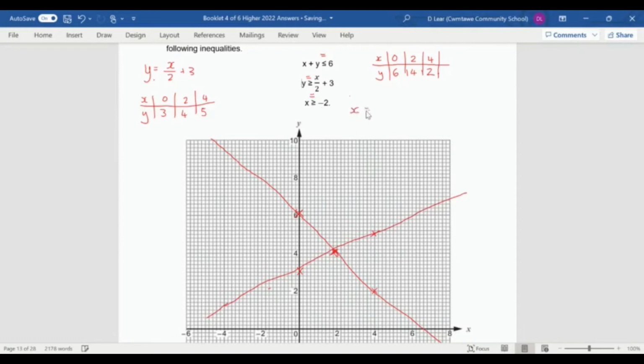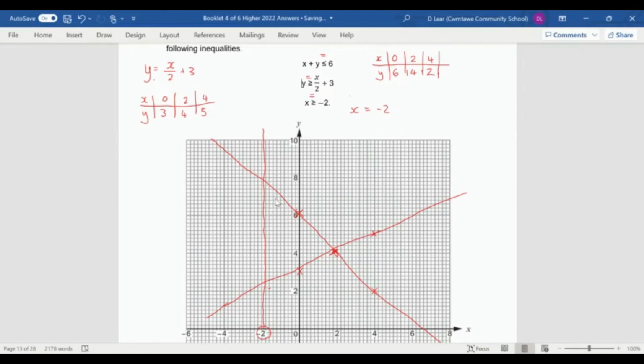Final line, x equals minus 2. I don't need a little table for this. x is always minus 2, which is here. All right? x equals minus 2. So it's a straight line up through there.